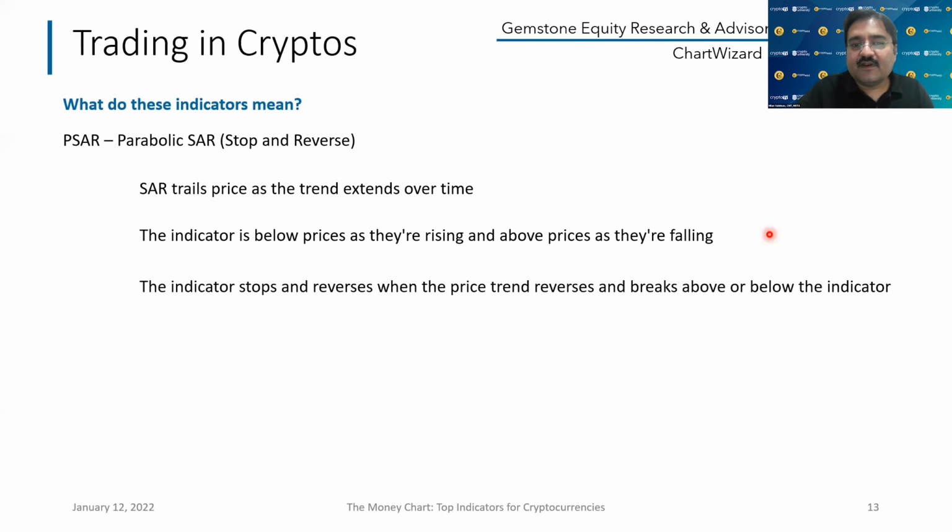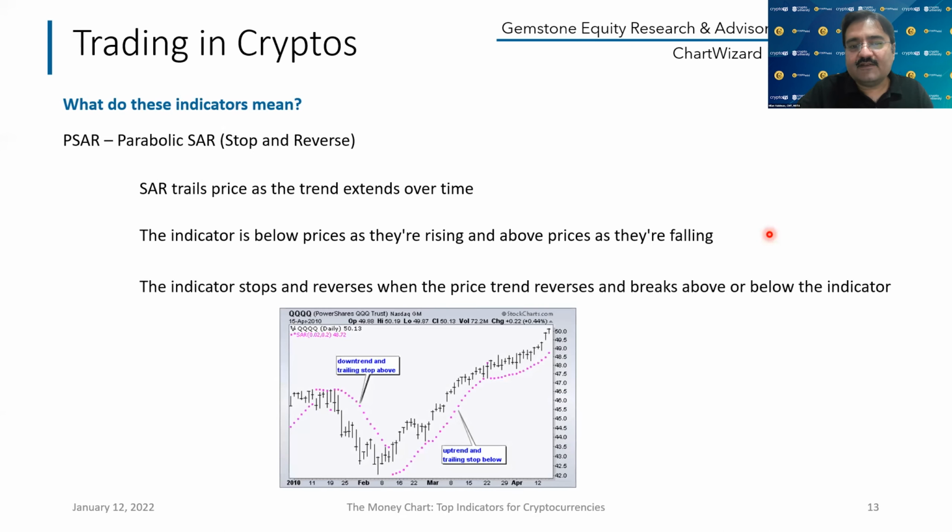The indicator would stop and reverse, as I just said, when the price trend reverses and breaks above or below the price. And this is how it looks. Just see, when the price is in a downtrend, the indicator is plotted on top of the price. When the trend reversed, the indicator started to plot itself below the price, and it continued to act as a trailing stop loss. By trailing, I mean that whenever the price falls below this dot, it will trigger an exit.